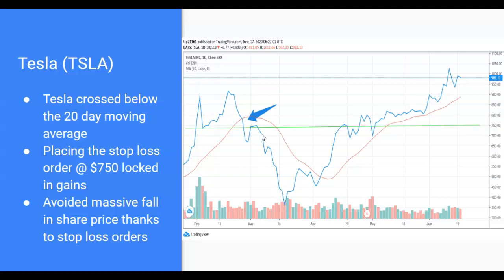But anyway, what the stop loss order could have done is you could have placed a stop loss order at around $750, saying to yourself, hey, I like Tesla stock, but if the stock dips below $750, I'm going to sell it.